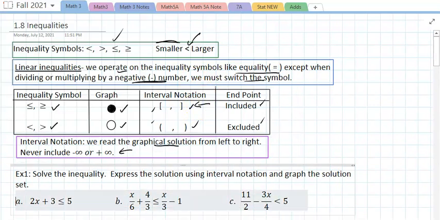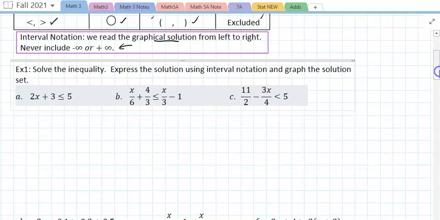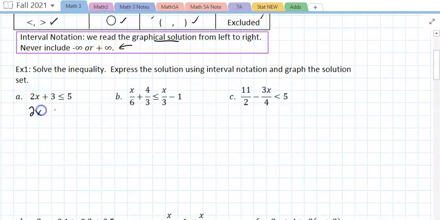So we're going to start off with a simple, straightforward example. Example 1. Solve the inequalities. We treat inequality like an equal. Subtract 3 from both sides. Divide by 2 both sides. That's the algebraic solution. Sketch a graph.